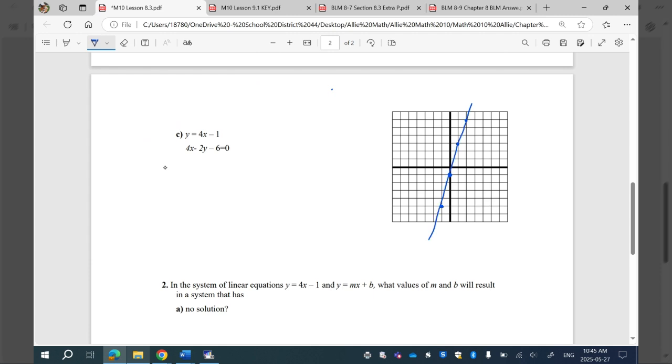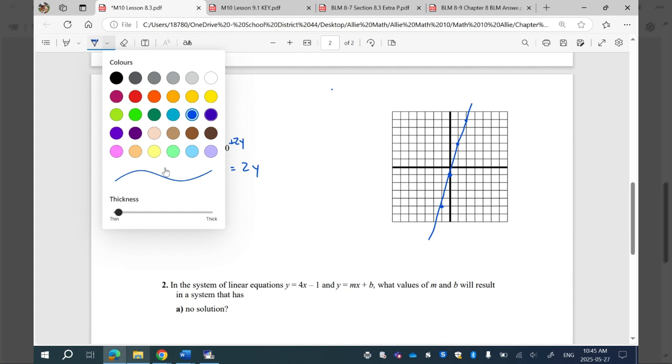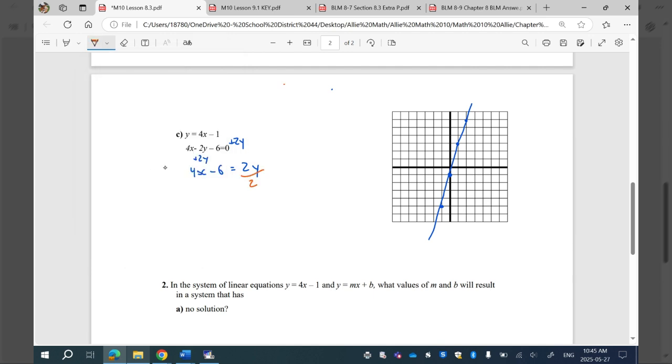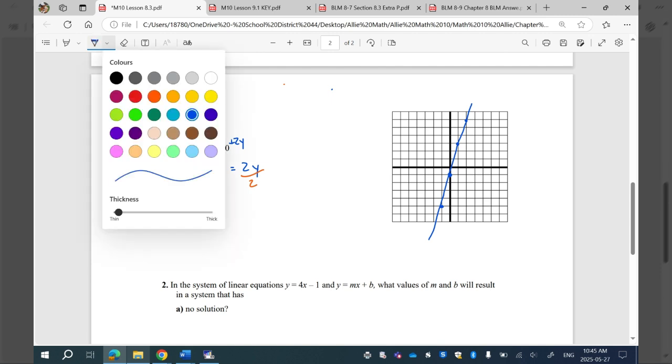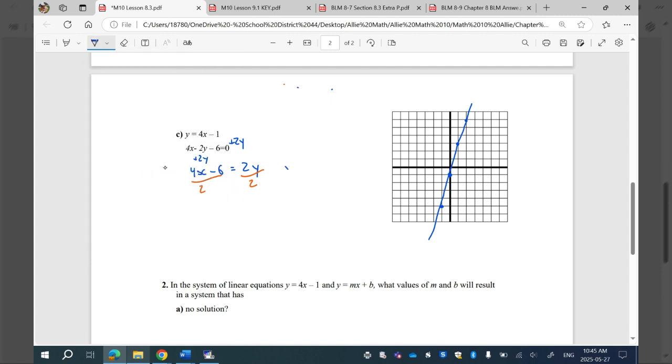And this one, let's convert it. Let's move our y so that it's positive, plus 2y. 4x subtract 6 equals 2y. I added 2y to each side. And now let's divide by 2. And what do we get? y equals 2x subtract 3.